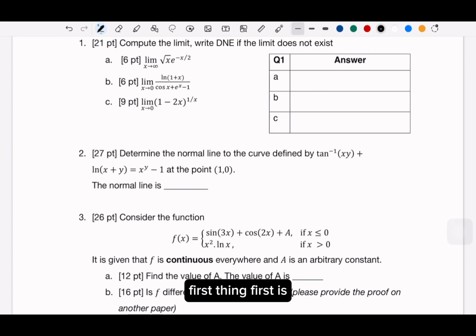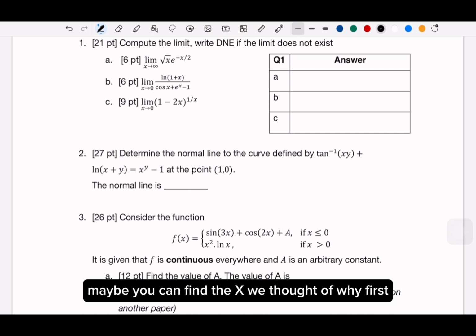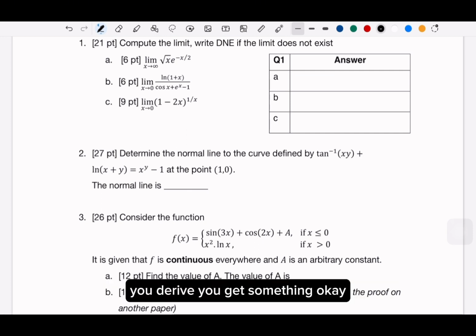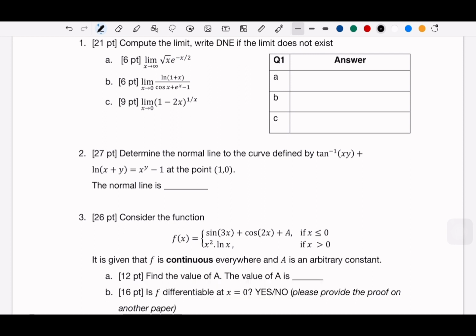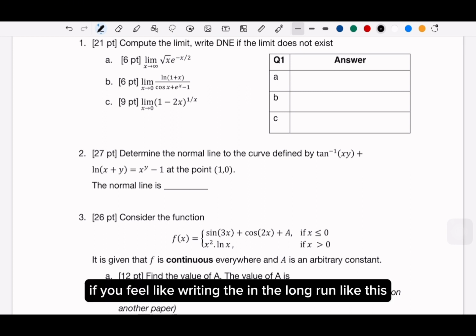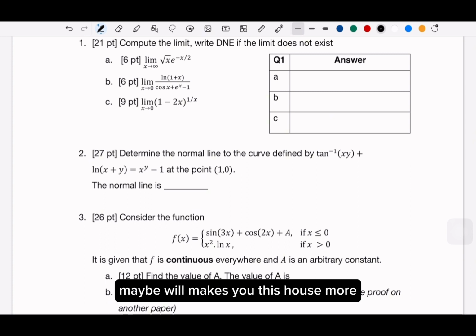First thing first, you can set them apart. Maybe you can find the derivative of x to the power of y first. You differentiate, you get something. Okay, that will be this one. You differentiate this, you get something. If you feel like writing everything in the long run like this will make you confused, you can separate and then make your life easier.